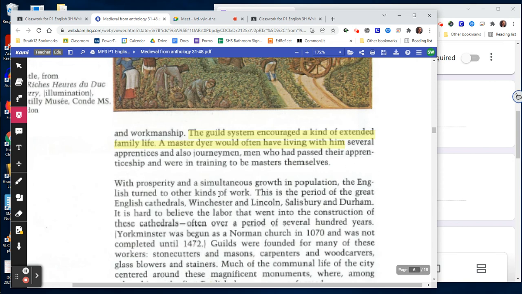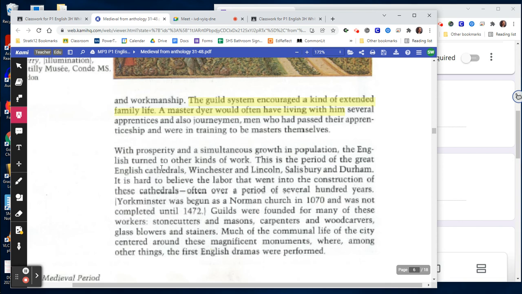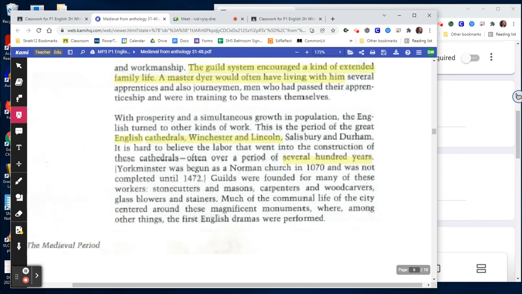With prosperity and simultaneous growth in population, the English turned to other kinds of work. This is the period of the great English cathedrals, Winchester and Lincoln cathedrals, Salisbury and Durham. It's hard to believe the labor that went into the construction of these cathedrals, often over a period of several hundred years. York's Minster was begun as a Norman church in 1070 and was not completed until 1472. Guilds were founded for many of these workers: stone cutters and masons, carpenters and wood carvers, glass blowers and stainers.